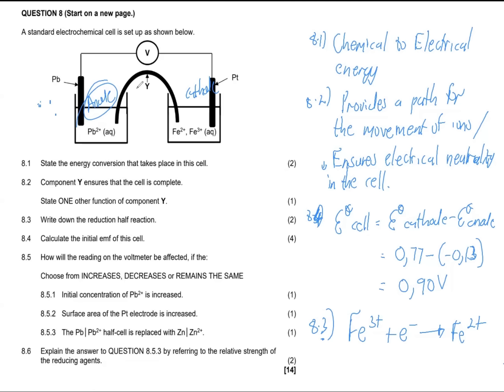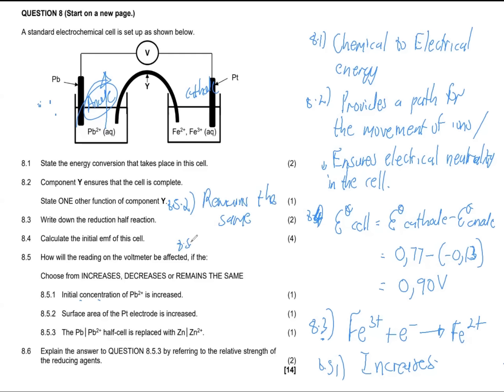So if we want to increase the concentration here, that means the initial concentration has to increase, right? So it increases. And then the surface area of the Pt electrode is increased. If we increase the surface area, we have answered in the previous question that the surface area has no effect on the EMF, right? So we're just going to say remains the same.